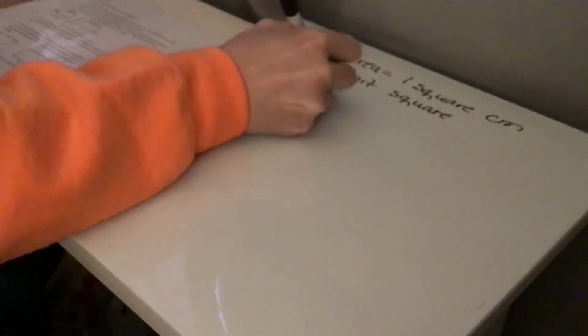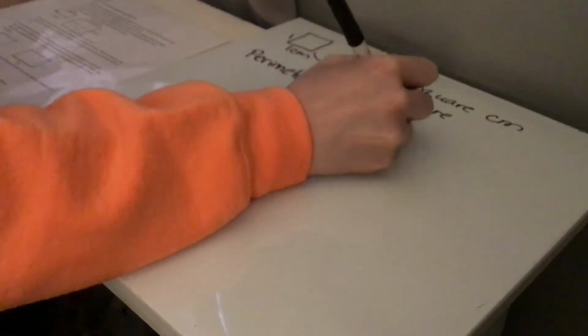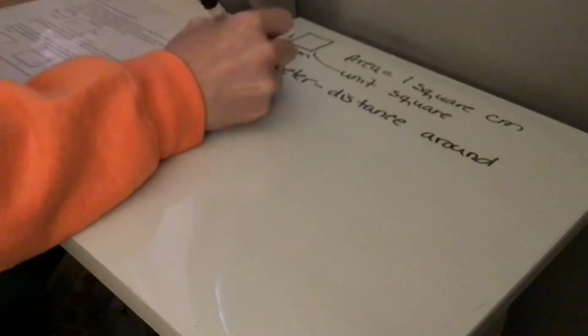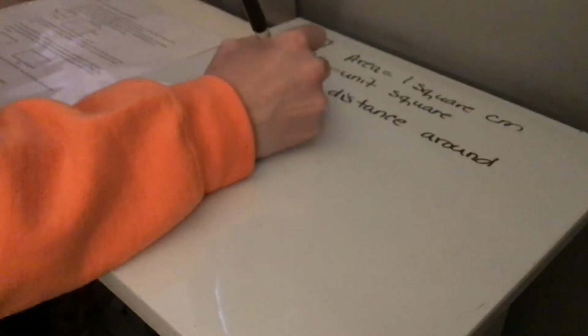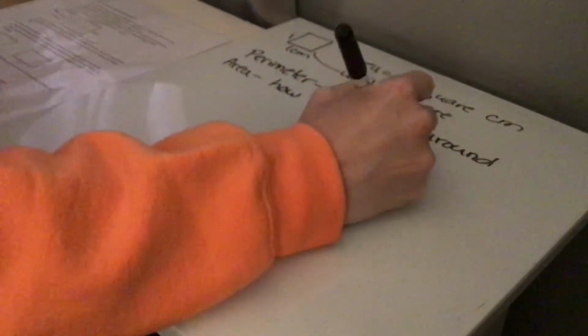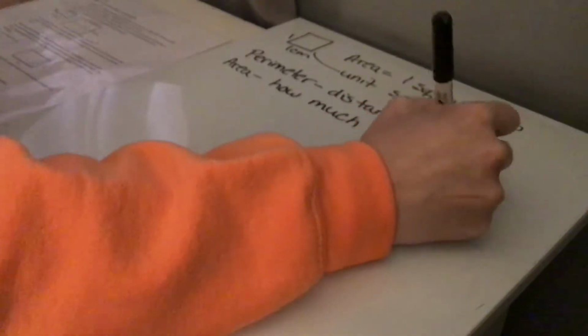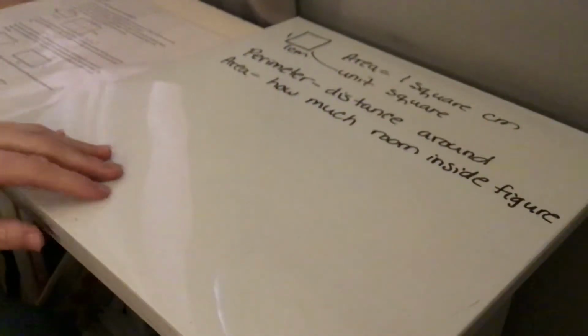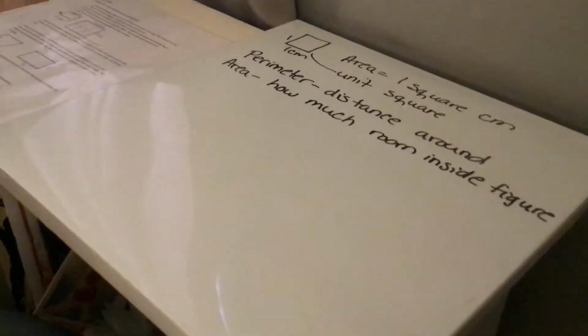Area is different than perimeter. So the perimeter just talks about the distance around. Okay, so if you were to start in one corner, what would it take to walk all the way around the figure? And the area, like I said, is how much fits inside, how much room there is. Okay, so two very different measurements. Perimeter is around the figure, area is what fits inside your figure. Okay.